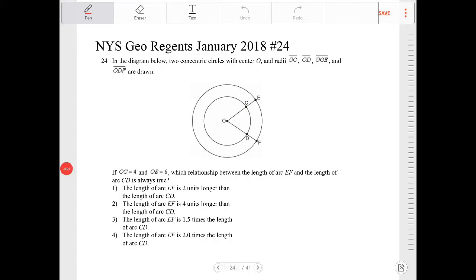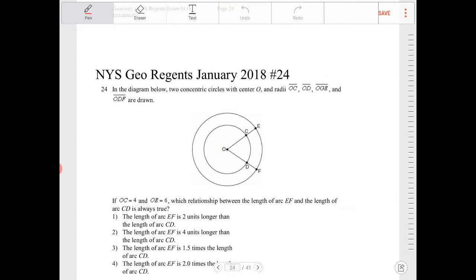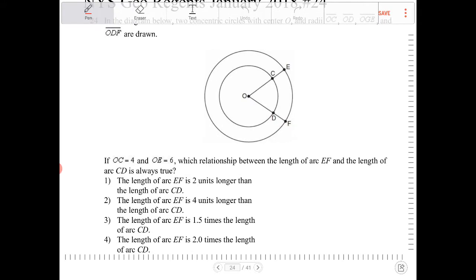In the diagram below, two concentric circles with center O and radii OG, OD, OGE, and ODF are drawn. Okay, so all those things are already in the diagram there. If OC is equal to 4, that would mean OD is also equal to 4. OE is 6. And if OE is 6, then that means CE must equal 2, right?